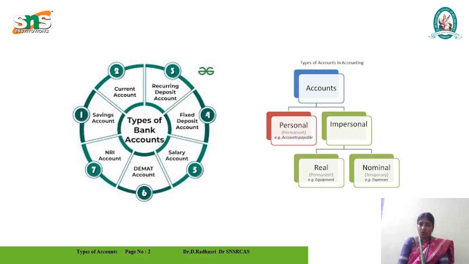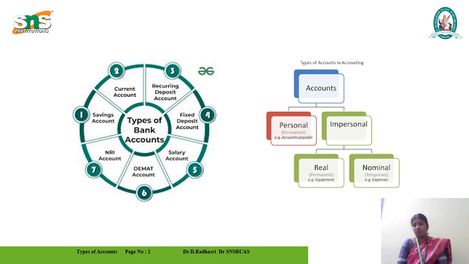Savings account, recurring deposit account, fixed deposit account, salary account, demat account and NRA account can take place in the types of accounts. When we are properly running a business, these categories have to take place: current, recurring deposit, fixed deposit, salary, demat, NRA and savings accounts. In banking, it takes place in this way only.